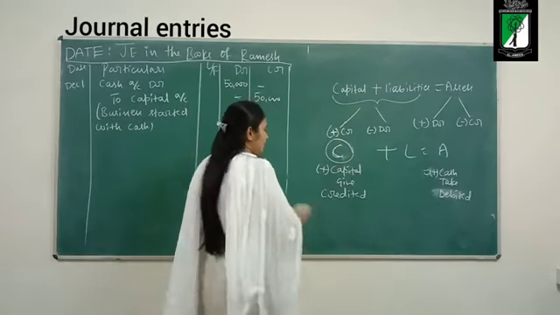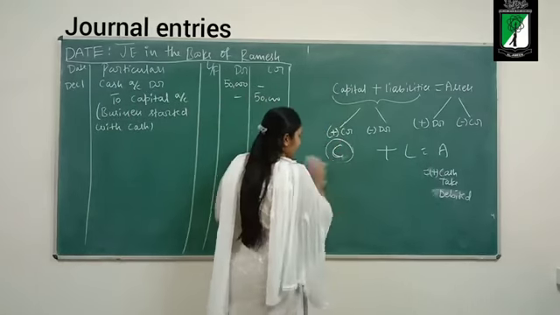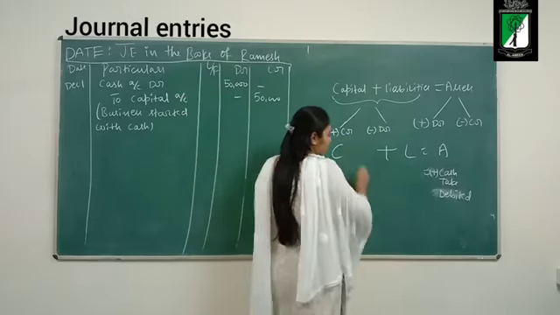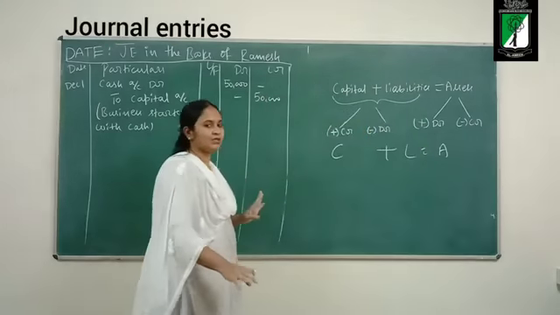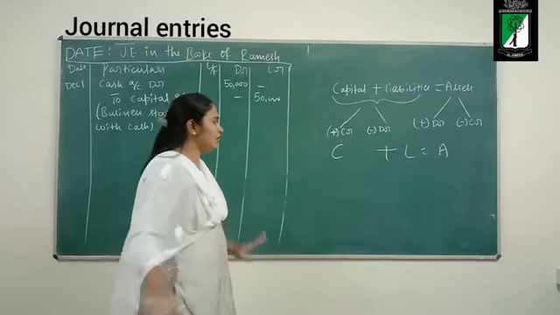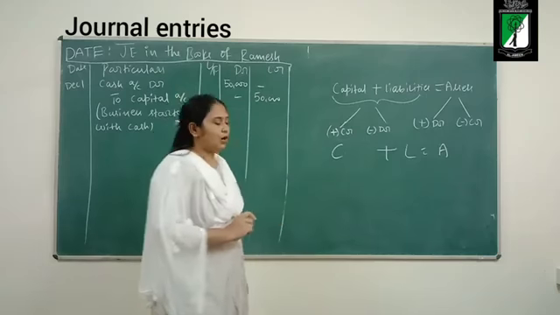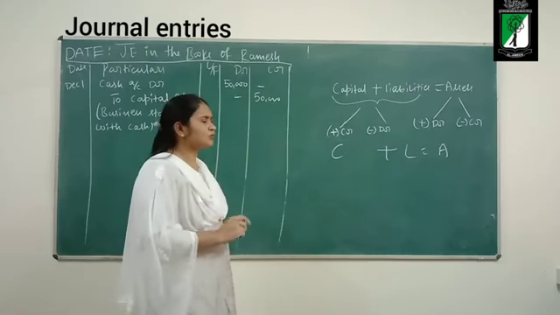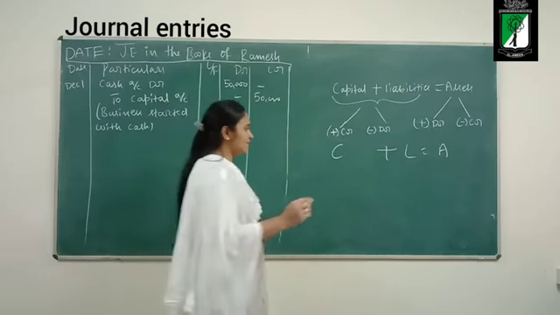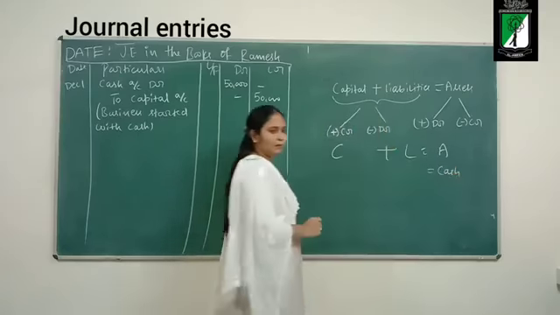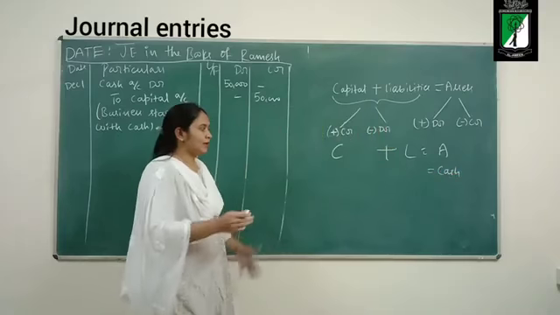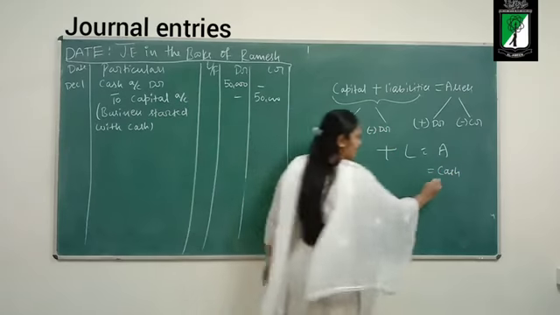Now let me do this with the traditional approach, and let me explain to you. You will arrive at the same answer. Any method you can follow. According to the traditional approach, so what is happening? Cash is coming into the business, and cash is the take aspect.